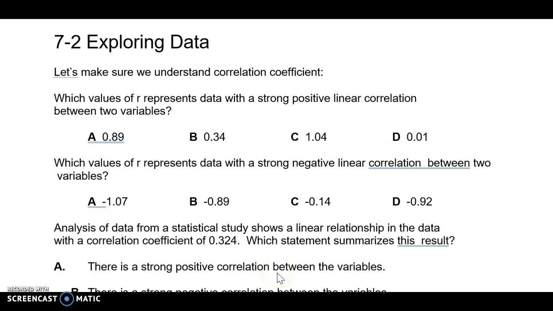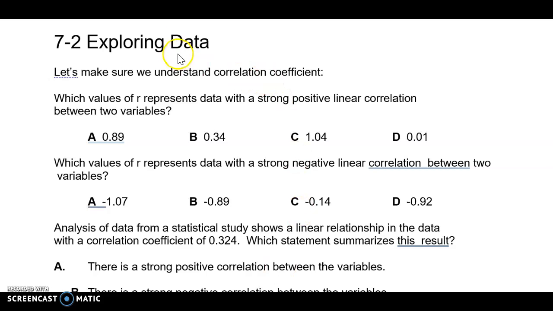This is 7-2 exploring data. After we manually do a scatter plot and find the line of best fit, calculators can do this, and it's called linear regression. And when a calculator calculates the linear regression, they also give you what's called an R value.